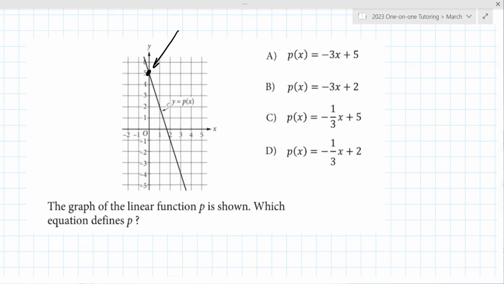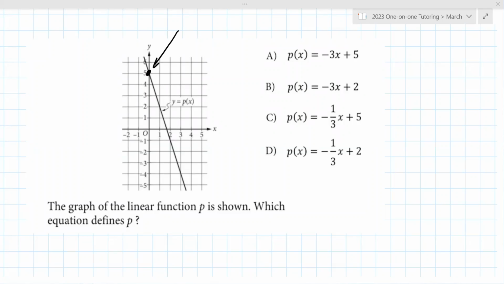The graph of the linear function p is shown. Which equation defines p? Basically, which is the correct answer? So can you tell me what this point right here is, what that represents? That's a y value right there. That's right, it's a y value, but what do we call the place where it crosses the y-axis? The y-intercept. So which of A, B, C, or D have the correct y-intercept?